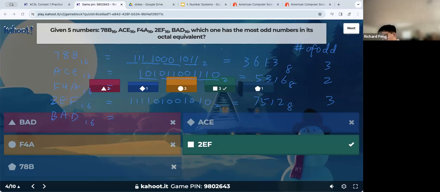Okay, this is not aligned, but anyways, the next one is 1357, and the last one is 5655. So this one has 4 odds, this one has 3 odds. So 2EF has the most odd numbers.